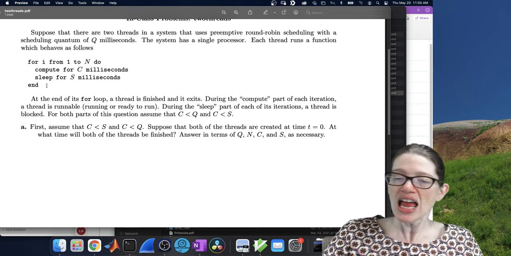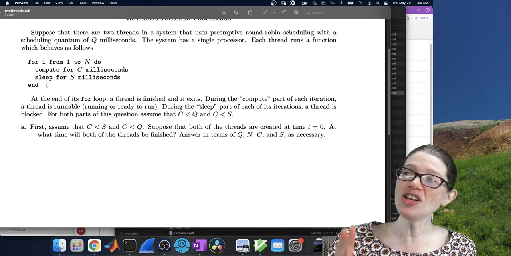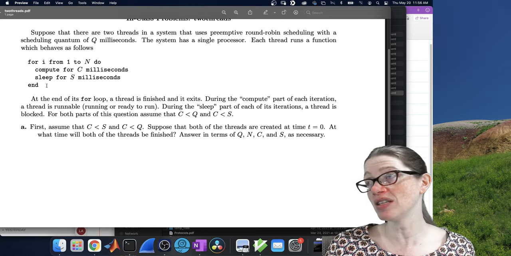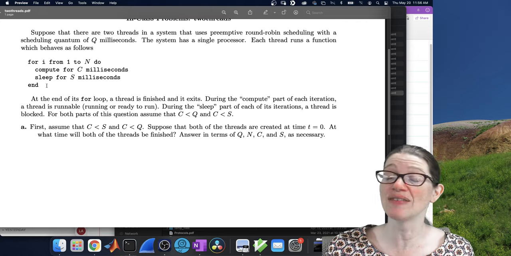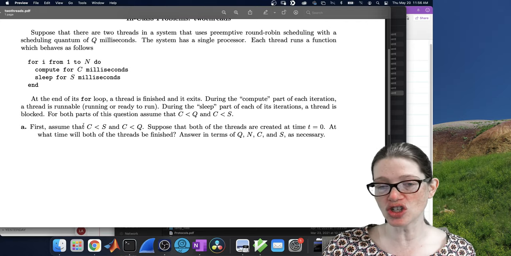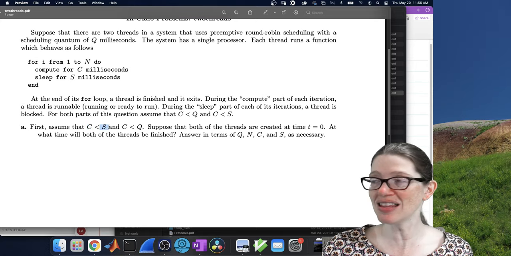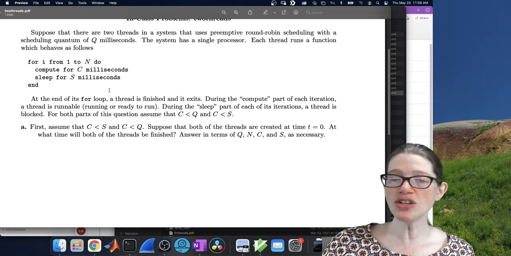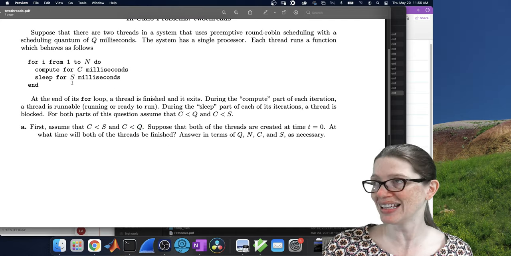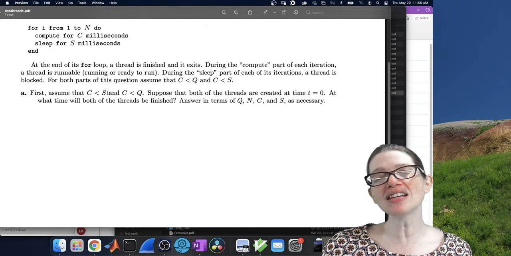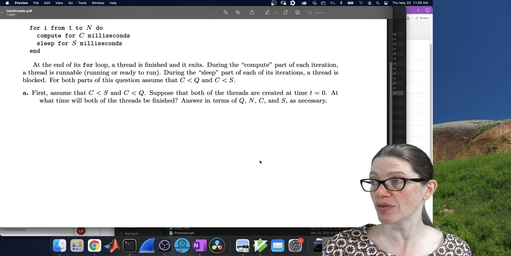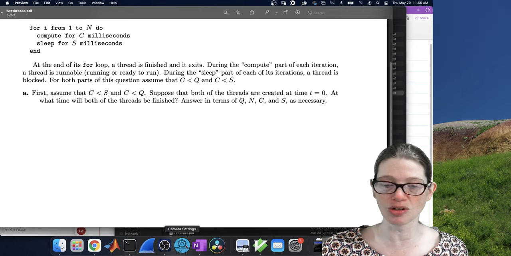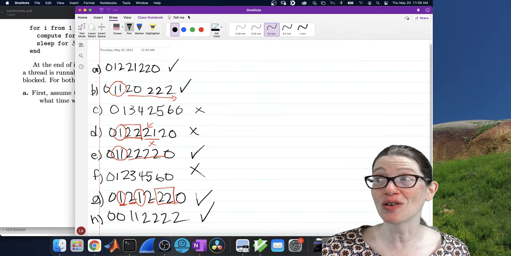And we have two circumstances. And what we want to know is if there are two threads in the system, at what point will both threads be finished? It's very easy to think we don't need to include the sleep time, but you absolutely do, because if it hasn't finished its sleep, then it hasn't actually finished running. So in the first situation, if the compute time is less than the sleep time, and the compute time is less than the scheduling quantum, we want to know when two threads will finish this little snippet of code. And we're always going to make the assumption that thread one or thread zero, whichever you want to do, goes first either way.